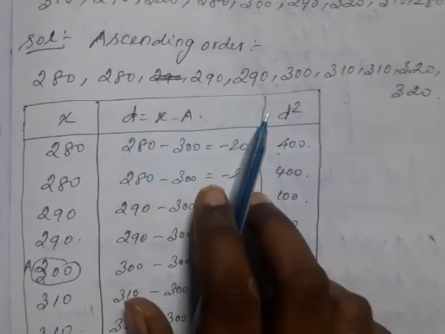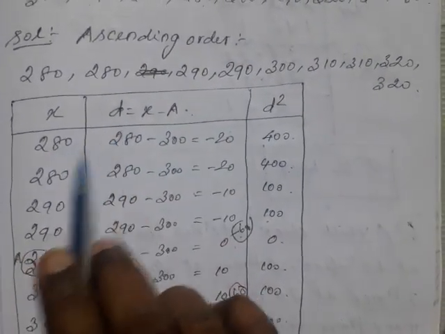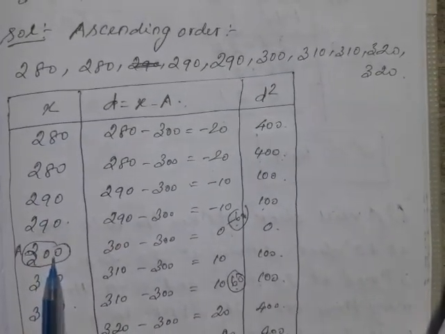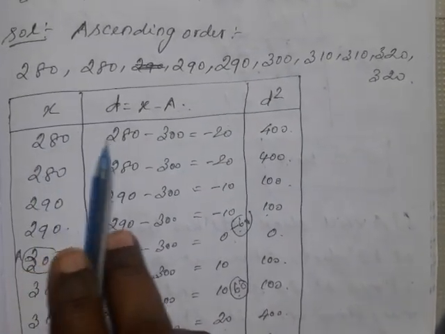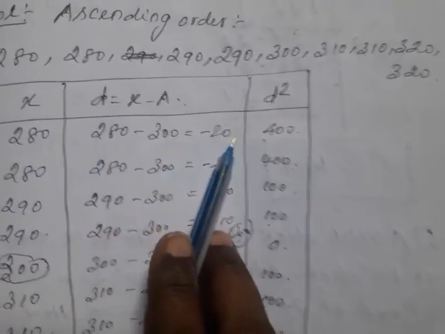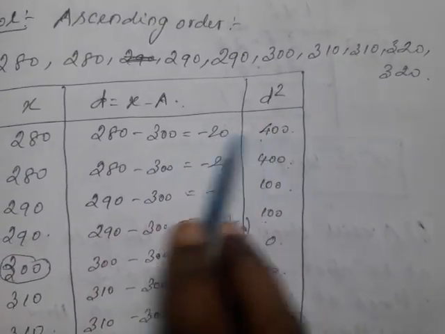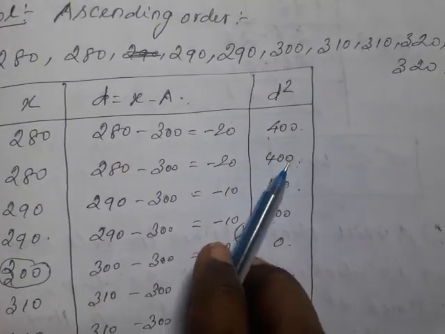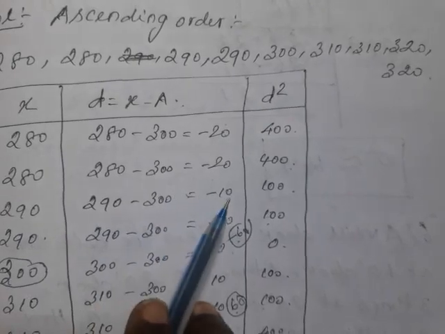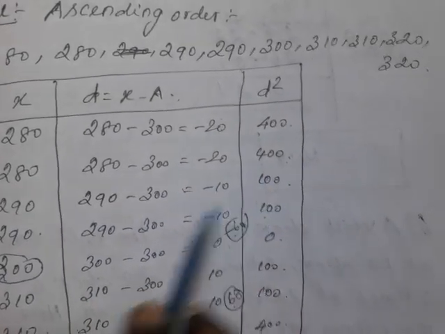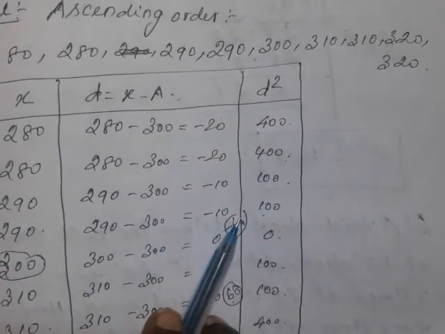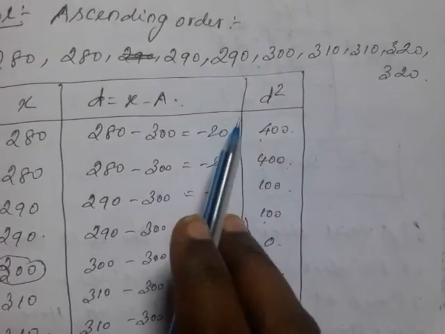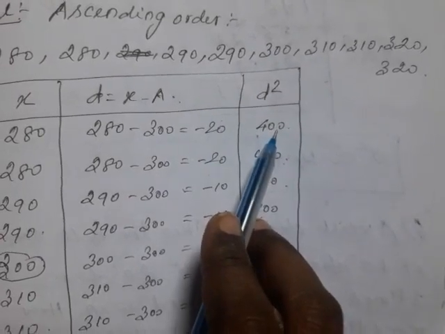Now the d value we have to find out. d is equal to x minus a. a is the standard value 300, and the x value will vary. So 280 minus 300 is minus 20, square is 400. Again 280 minus 300 is minus 20, square 400. 290 minus 300 is minus 10, square 100, and again the same, 100. Minus values when squared give positive values only.